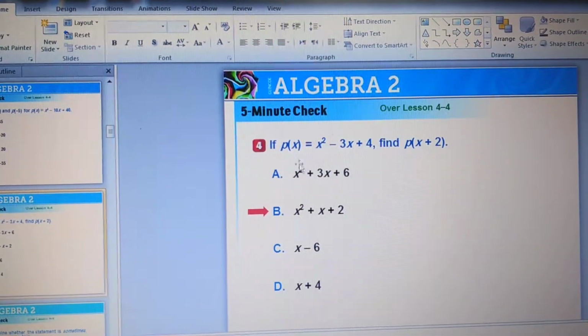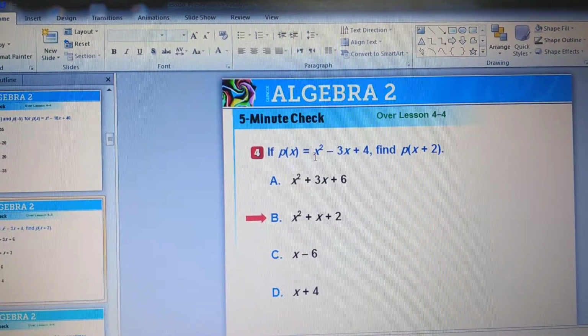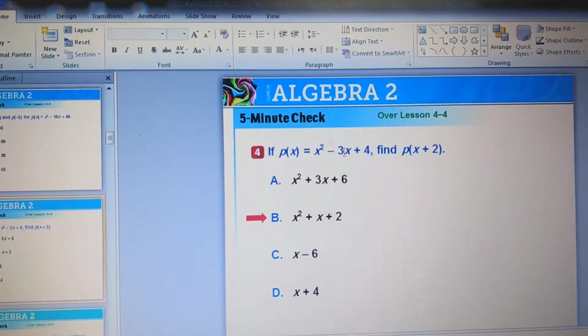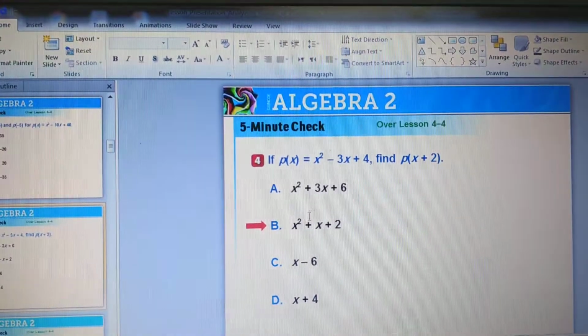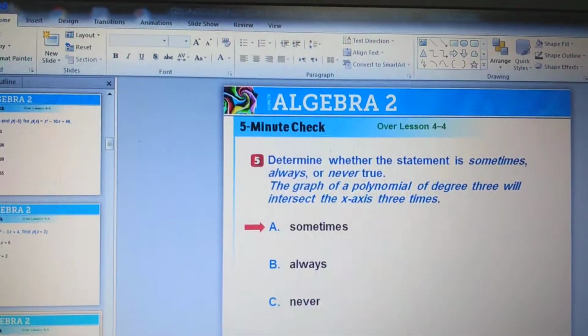Here we replace x by x plus 2. In here it becomes (x plus 2) to the power 2 minus 3 times, instead of x I put x plus 2, plus 4, and calculate. I get this polynomial and so on.